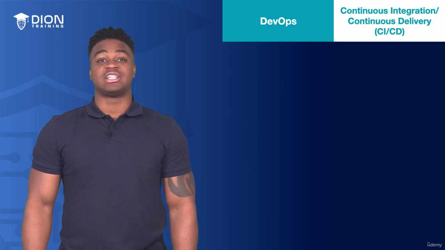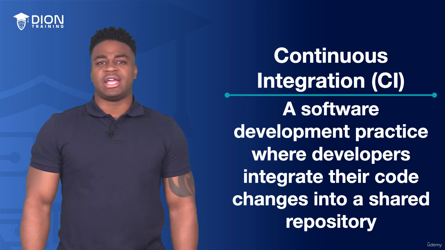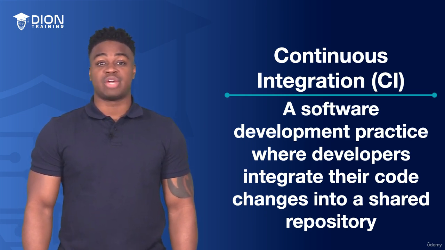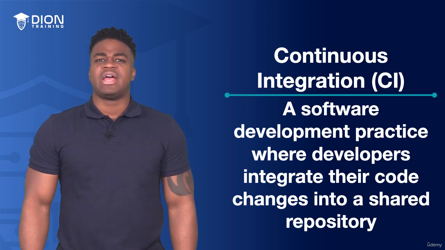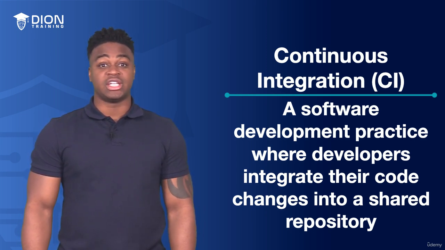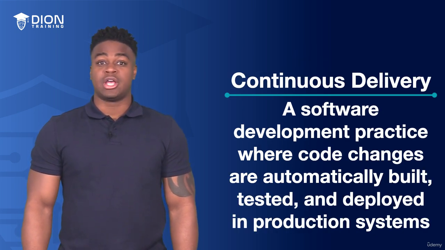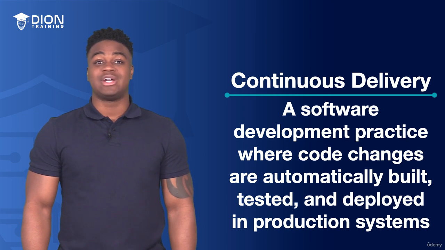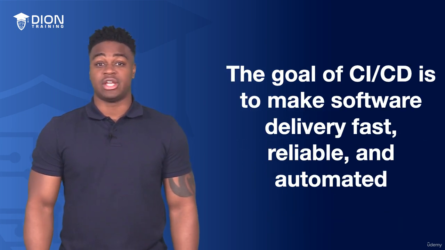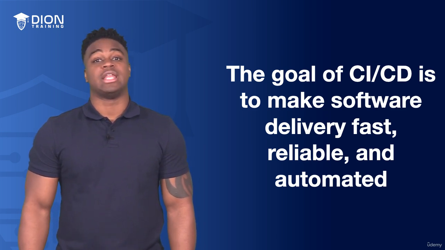Next, we'll discuss continuous integration and continuous delivery. Continuous integration, or CI, is a software development practice where developers integrate their code changes into a shared repository very frequently. This practice allows developers to detect errors and conflicts in code changes early in the development process. Continuous delivery is a software development practice where code changes are automatically built, tested, and deployed in production systems. The goal of continuous integration and continuous delivery is to make software delivery fast, reliable, and automated.